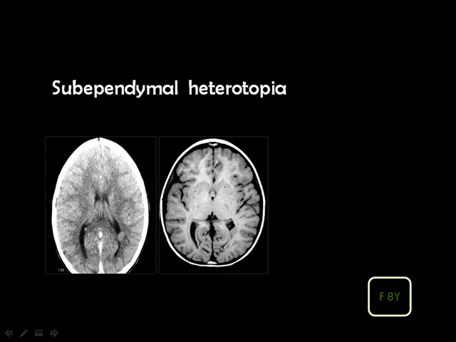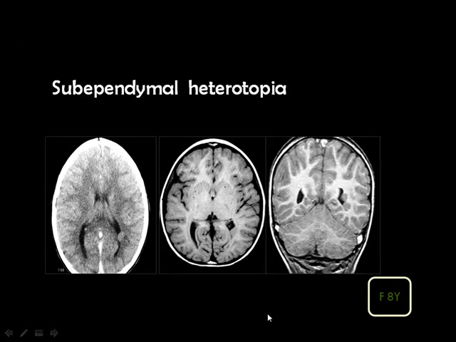And these lesions can hardly be diagnosed by CT. You see this focal area related to the wall of the ventricle in the occipital region, and it is also seen here on the MRI T1 weighted image and is clearly identified in the coronal image.